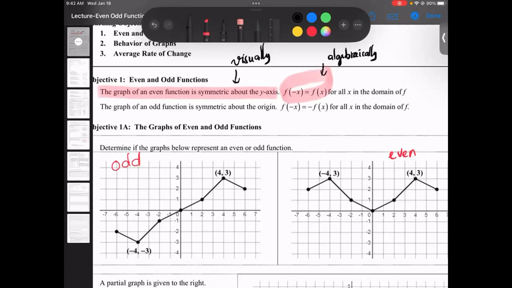An odd function is symmetric about the origin, (0, 0). To prove this, we use f of negative x equals negative f of x.